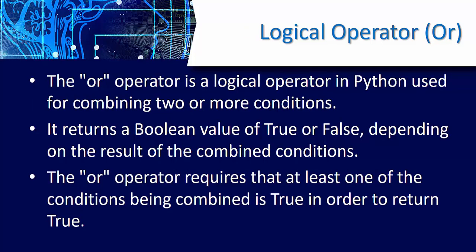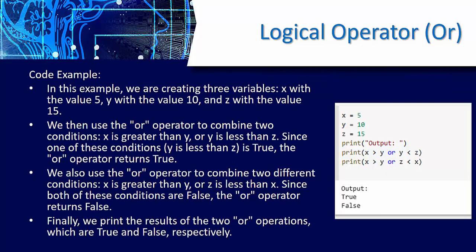The OR operator is a logical operator in Python used for combining two or more conditions. It returns a Boolean value of true or false depending on the result of the combined conditions. The OR operator requires that at least one of the conditions being combined is true in order to return true.